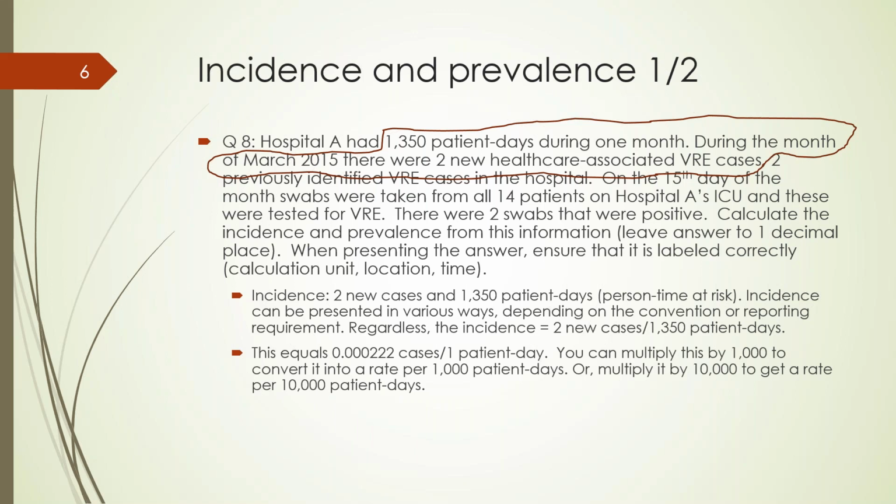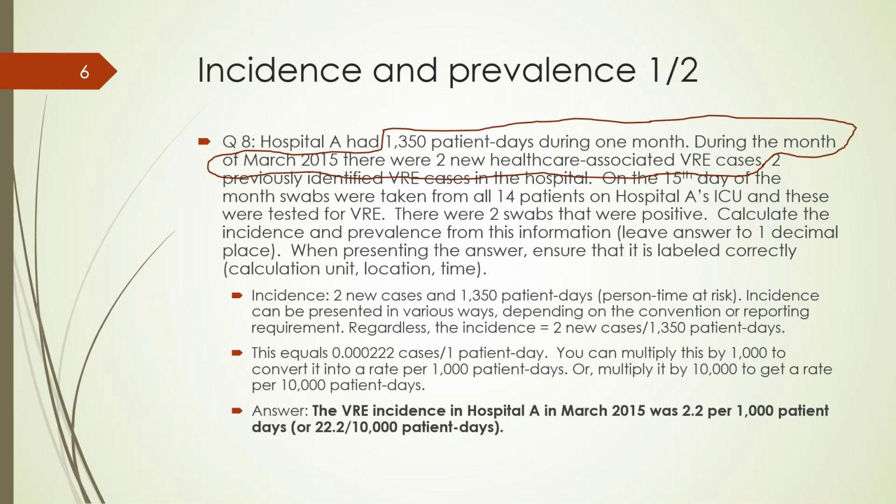Now, you can simply multiply this by 1,000 and then convert it to a rate per 1,000 patient days. Or if the convention in your facility is to report it as per 10,000 patient days, then you simply multiply that ugly number there with all the zeros in it by 10,000 to get a rate per 10,000 patient days. So the answer is the VRE incidence in Hospital A in March 2015 was 2.2 per 1,000 patient days, or 22.2 per 10,000 patient days.